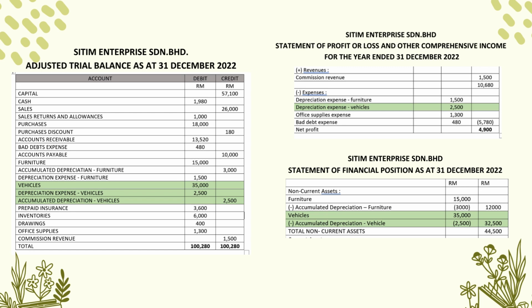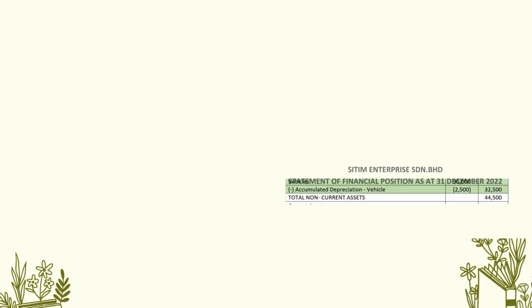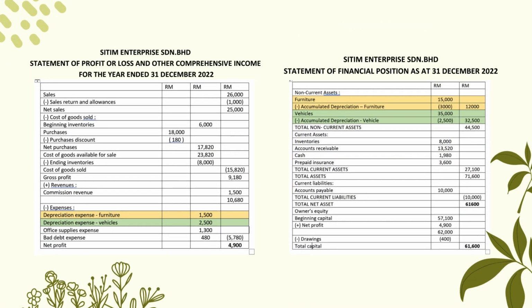Under non-current asset, we record accumulated depreciation, which is the amount of the accumulated depreciation we minus from the cost of the asset, which is 35,000 ringgit minus 2,500. So we got 32,500 ringgit. The amount is the net book value for the non-current asset. This is a full set answer for question 1.